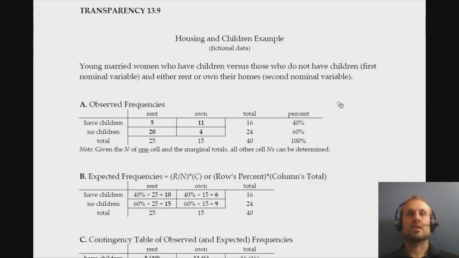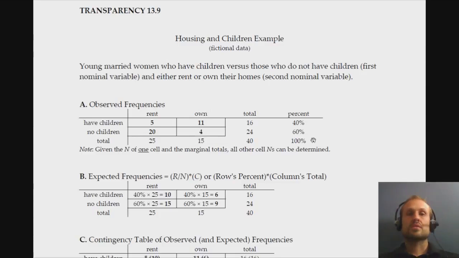And it doesn't matter whether you have children or not, the ratio of renting or owning a house compares the same. So I get this as my sample. So I've rented, I have people that rent, in total 25. I have people that own, in total 15. I have women that have children, in total 16. There's my breakdown. And no children, 24.